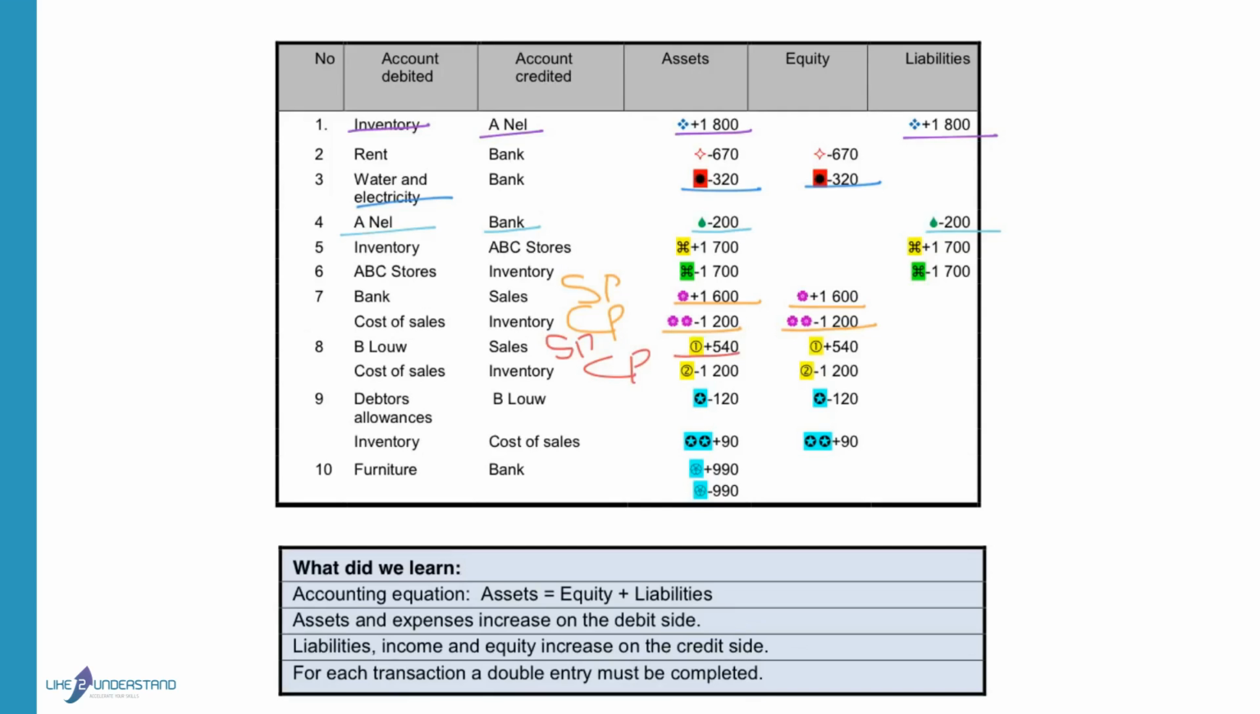Sales is an income that will increase the profits. Cost of sales is the expense, so it will decrease the profits at the cost price. Inventory is an asset that's always recorded at cost price, so assets will decrease with the cost price of 1,200.